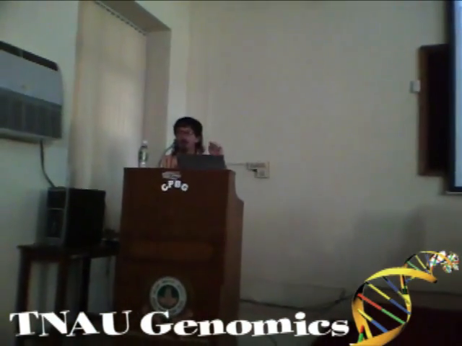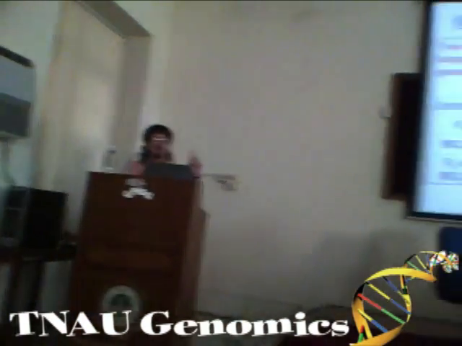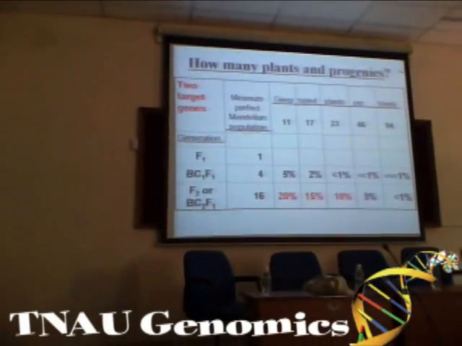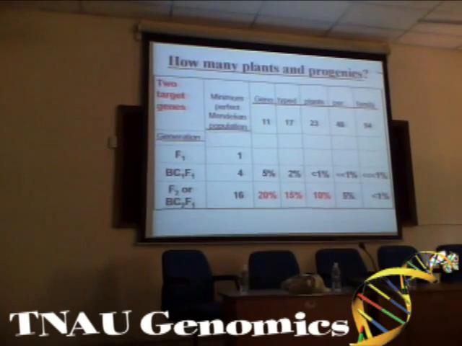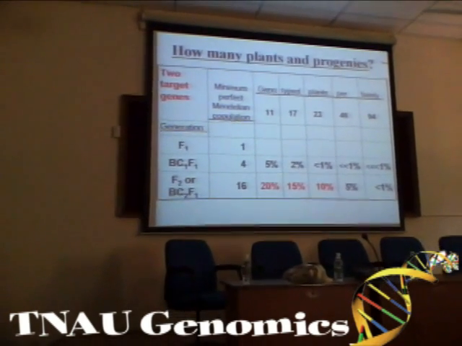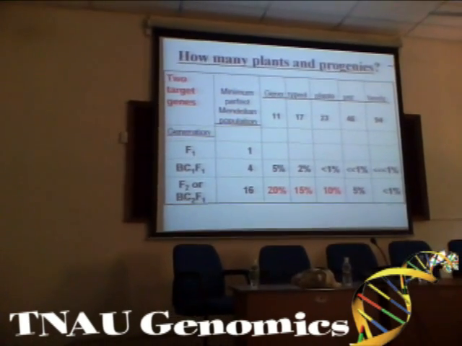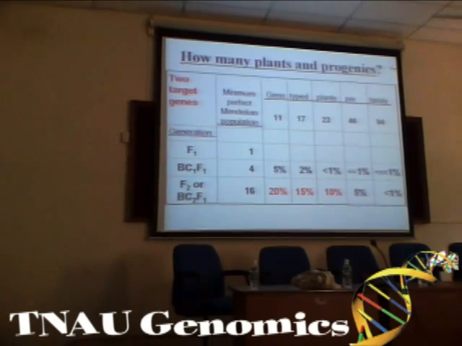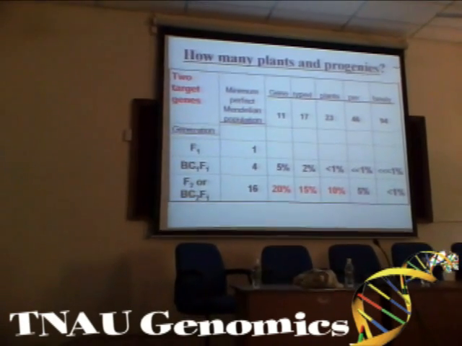Still, you only need one F1 individual. You need to be sure that it has the parents that you think it does. So you need to check the marker genotype of that F1 individual at the markers that are flanking your target, the polymorphic markers that are flanking your targets.